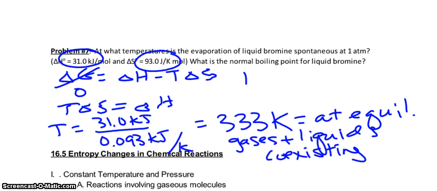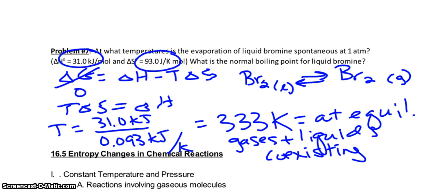Because if you look at the equation, bromine liquid spontaneously going to bromine gas. So at the temperature of 333 K, it's at equilibrium, so we can actually put that other arrow going in because it's at equilibrium, okay? And that's where delta G is 0.